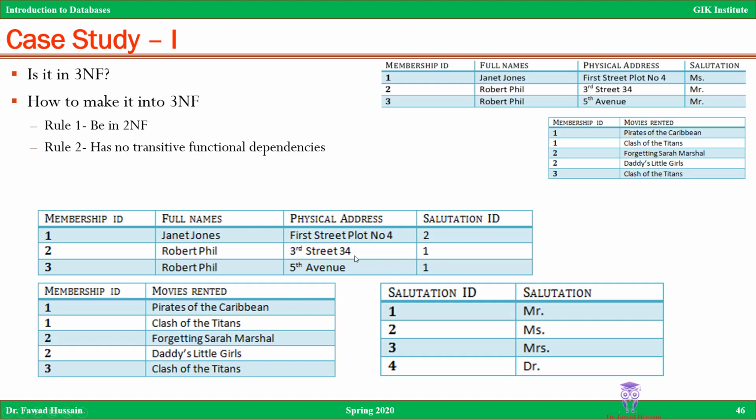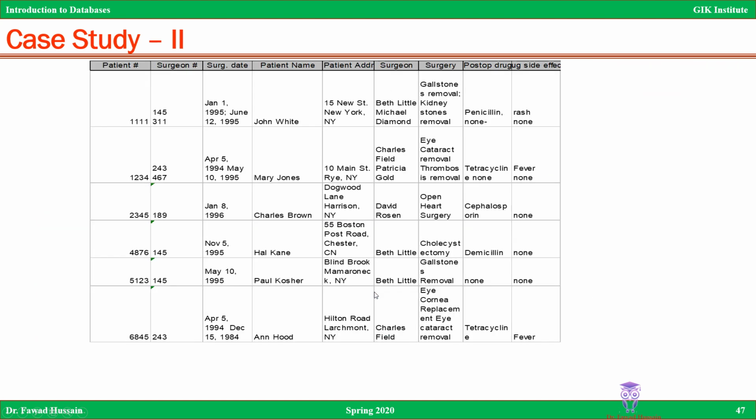There were not a lot of attributes and there were very few problems, except that we introduced a surrogate primary key. Other than that, there was nothing tricky here. It was a straightforward case of first normal form. You didn't have to do anything for the second normal form. It was automatically in the second normal form, and we used this to convert it into the third normal form. So let's look at another example.